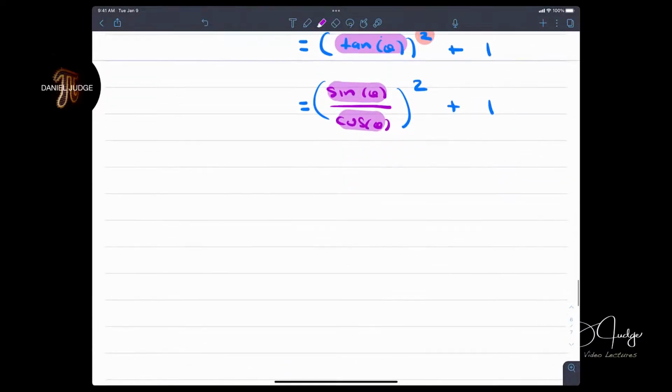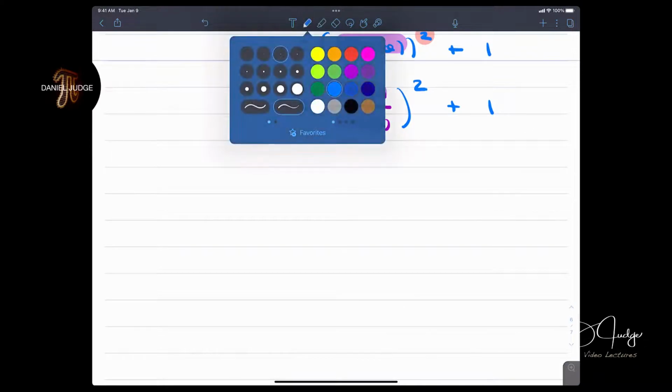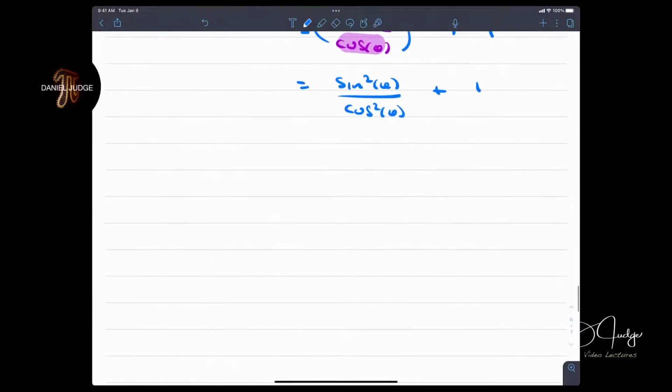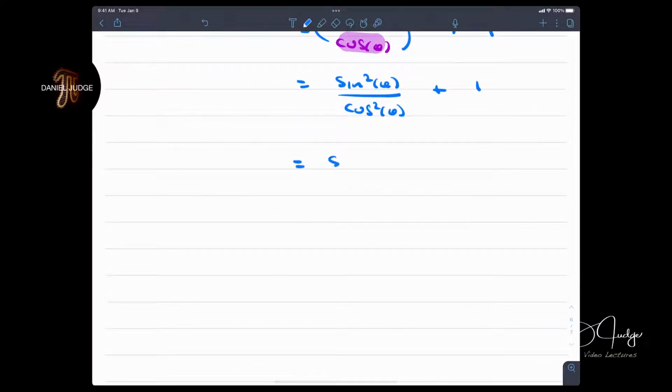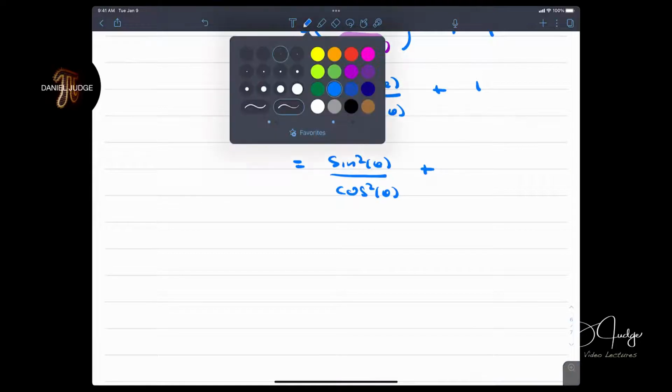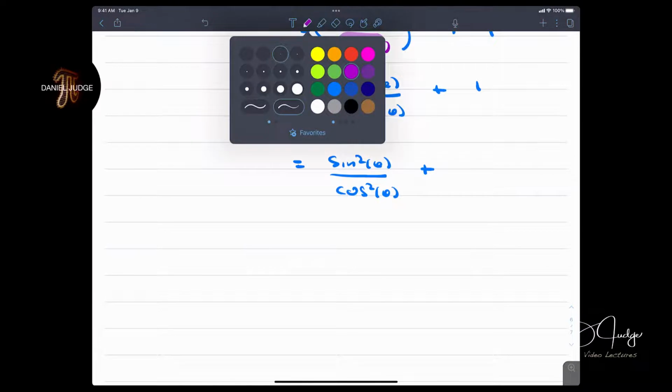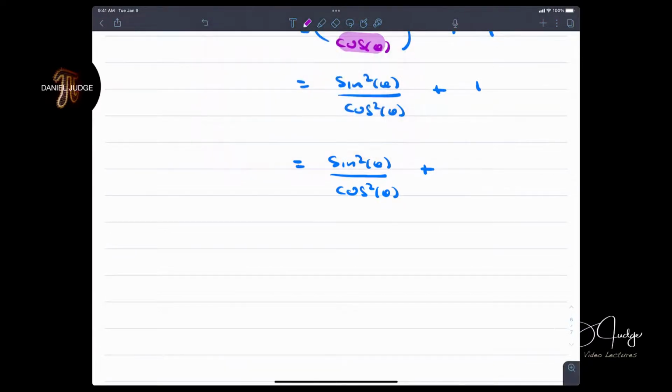And so now you might say, okay, that gives me again by algebra sine squared theta over cosine squared theta plus 1. And again, you say, what does that give me? Well, you're adding a whole number with a fractional component. This number 1, you want to remember what you do with this.